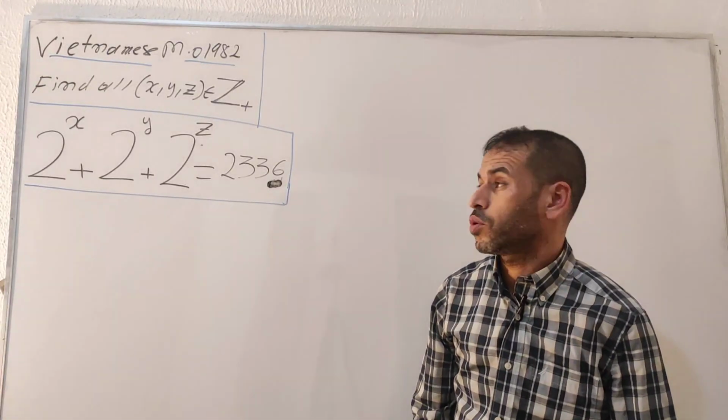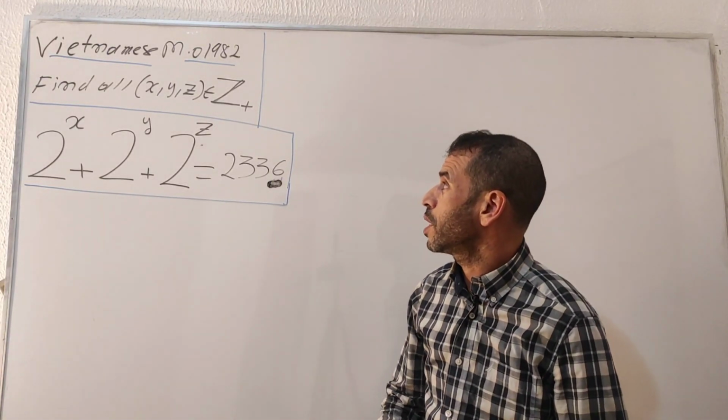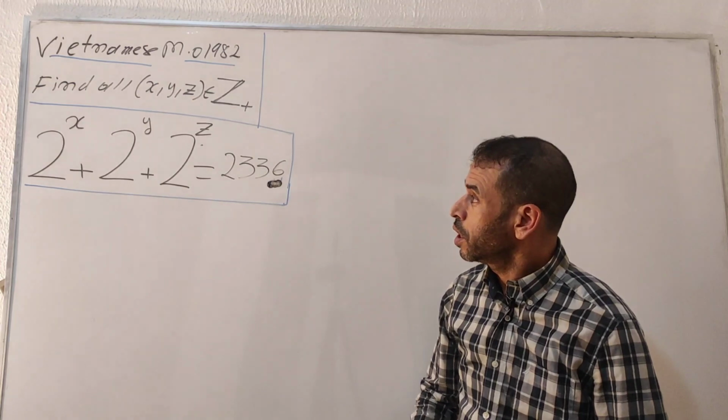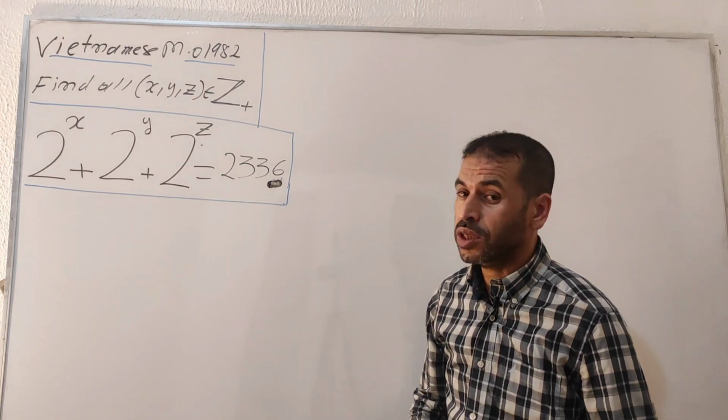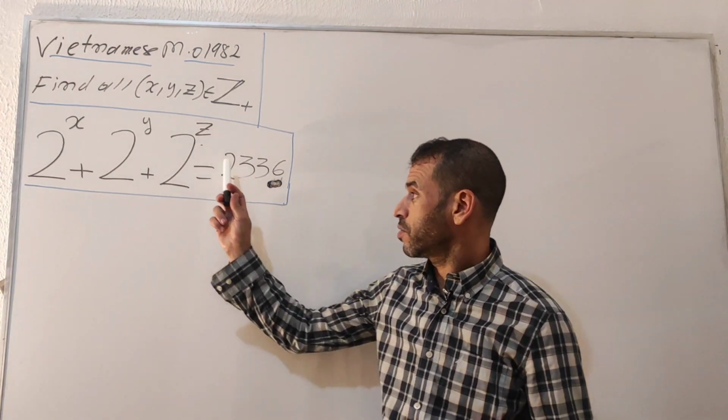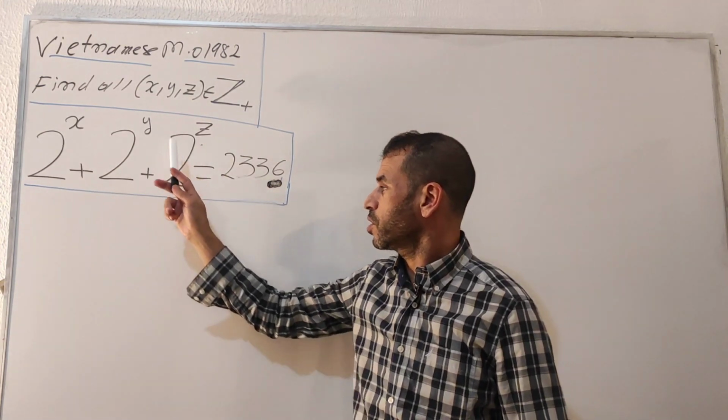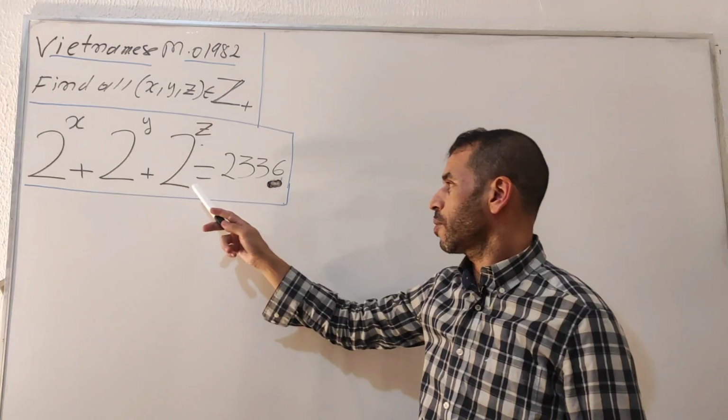In today's video, I have brought you a very nice problem from the Vietnamese Mathematical Olympiad, edition 1982. Here is the following statement. Find all x, y, and z as positive integers that satisfy the following equation. The left-hand side involves powers of 2.